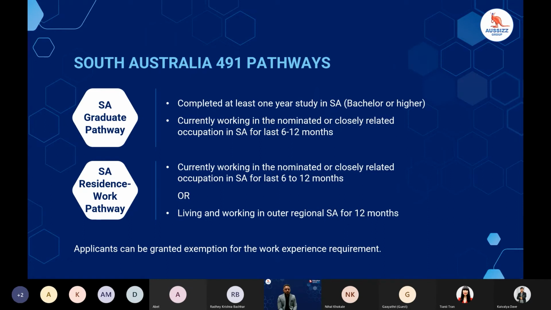For South Australian residents as well, you have to be currently working in your nominated occupation for 6 to 12 months, or living and working in outer regional South Australia for 12 months. And in some cases, they do grant the work experience requirement exemption. So you do not have to be working in your nominated occupation, and you can apply through the ROI process in South Australia as well if you are working in outer regional South Australia for 12 months in any occupation.